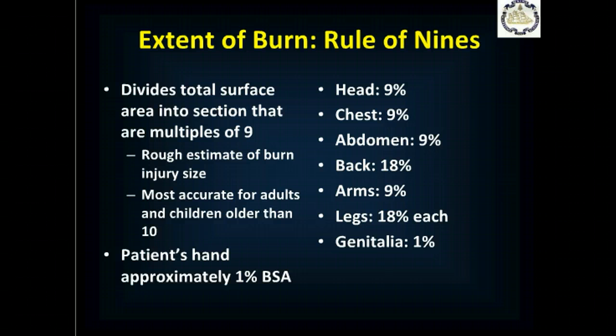And when you're estimating the extent of the burn, it's not a one-size-fits-all thing. It's not that if they have any burn at all on the arm, you get the full 9%. If you burn half the arm, it's 4.5%. If you burn the chest and half the back, that's 18% total. 9% for the chest, 9% for half the back.